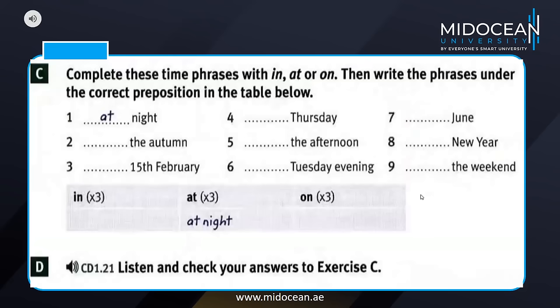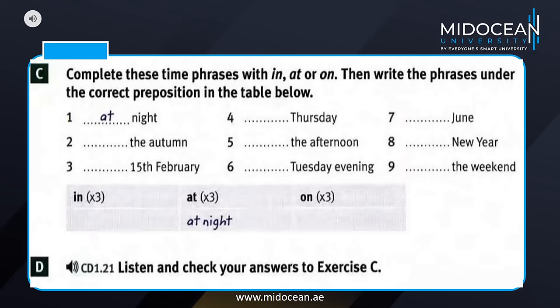Let's move to exercise C. Complete these time phrases with in, at, or on. So we have the prepositions in, at, and on. When do we use in, when do we use at, and when do we use on? This is very important, by the way. We need to pay attention and use these prepositions well. Before explaining their uses, please do this task. So pause the video and do this task.